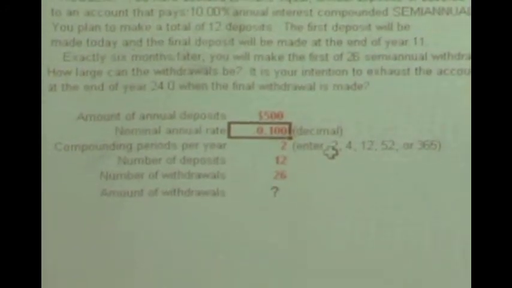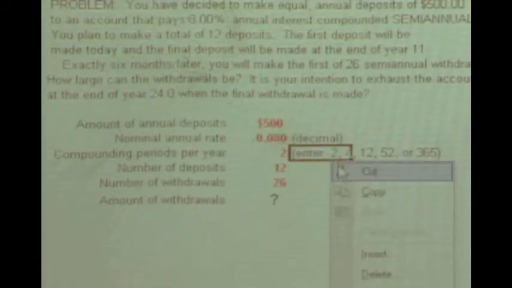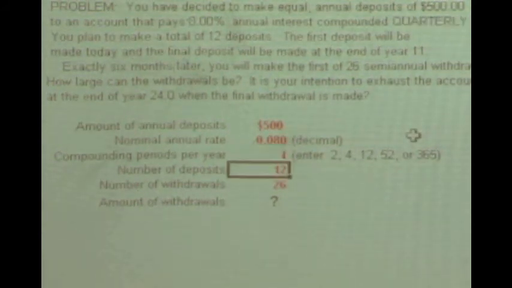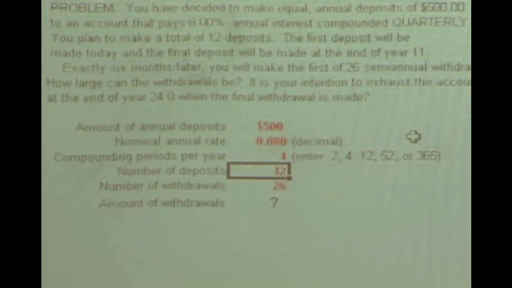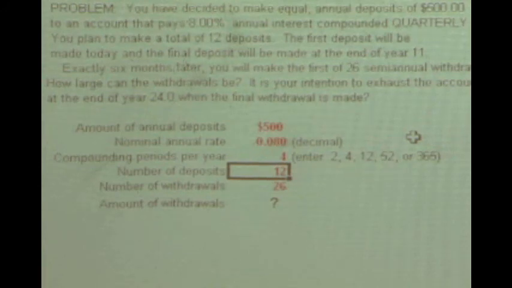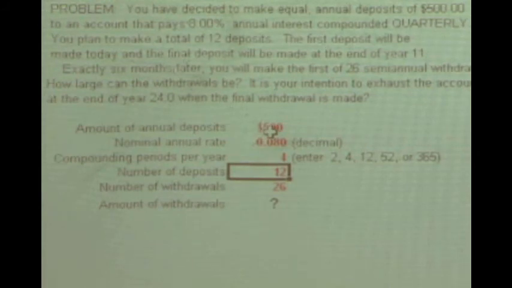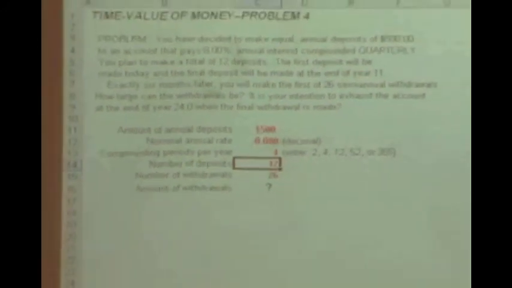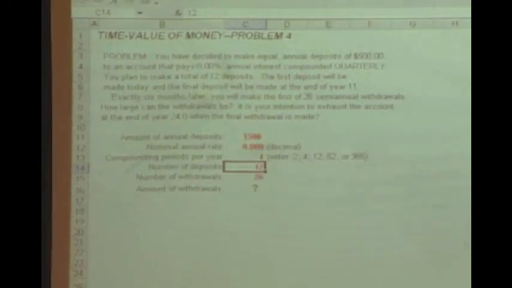The interest rate was 0.08, so I'll change that. It was compounded quarterly, so I'll put a 4 here. There were 12 deposits and 26 withdrawals, so that's fine. So once you have your problem set up, you can solve it. And then you can look over on the next page to see the answer. Well, first let's look at this question and see if we know the strategy.